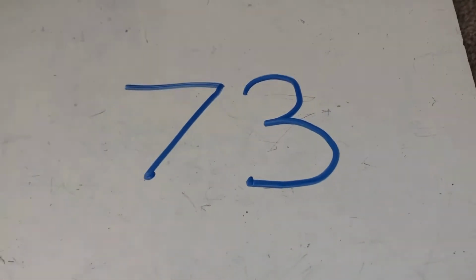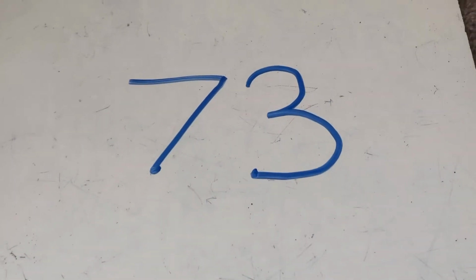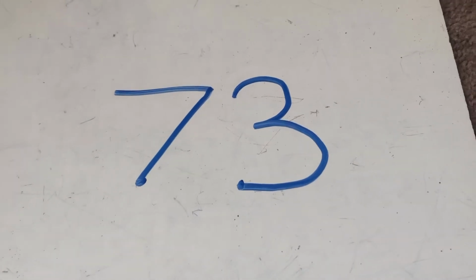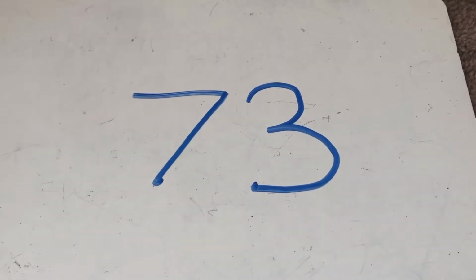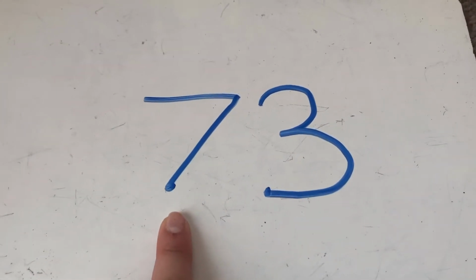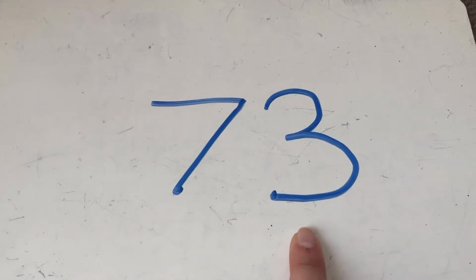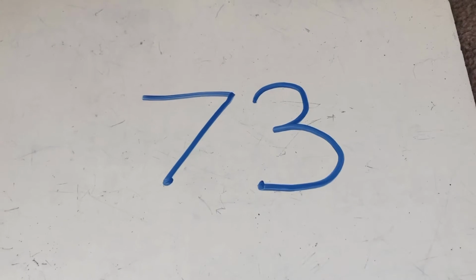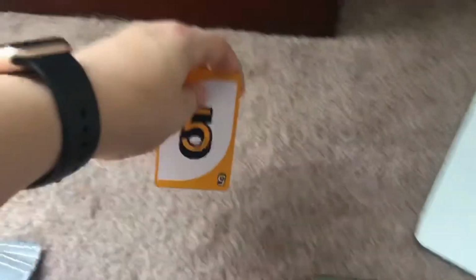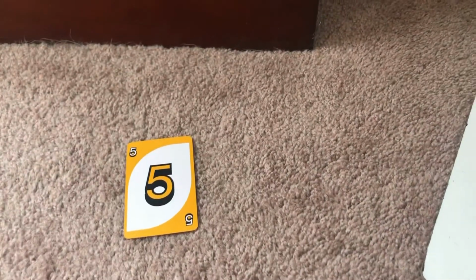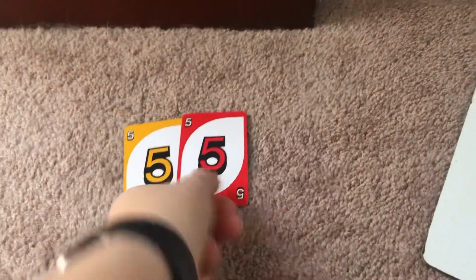What's that number? 73. How many tens? 7. How many ones? 3. 73. Now we're moving on to some triple digit numbers. Feel free to just identify each number in the sequence.